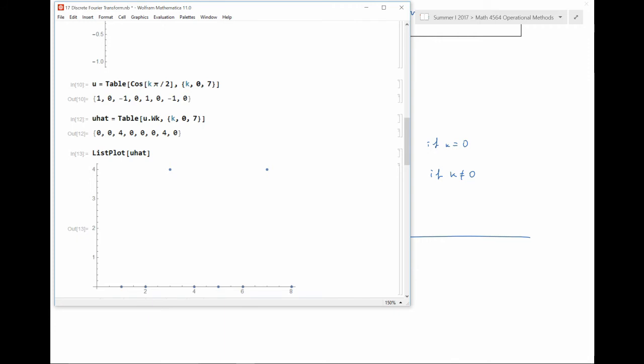Gives us a slightly conflicting picture. It seems that according to the discrete Fourier transform, there are two frequencies present here: one that corresponds to the index 2 and one that corresponds to the index 6. So do we have two frequencies, one very low and one very high?